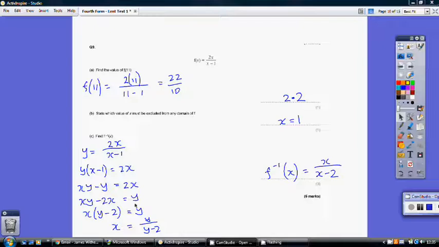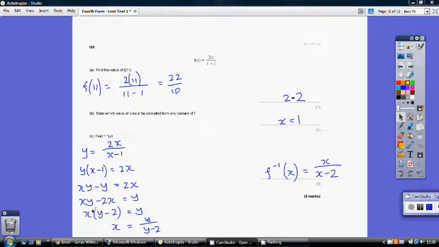Now that all my terms on the left have got x in them, I can factorize the left-hand side. So x open bracket y minus 2 close bracket equals y. Now for the first time I've just got x cropping up once in the equation. Before then, it was twice on every line.